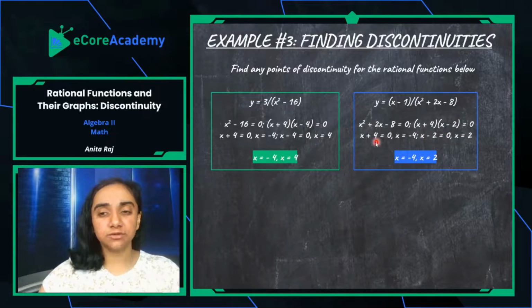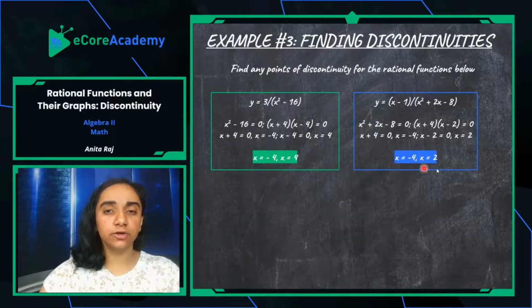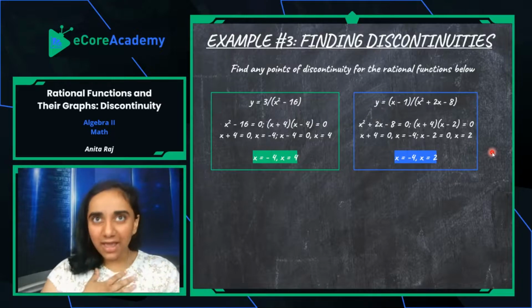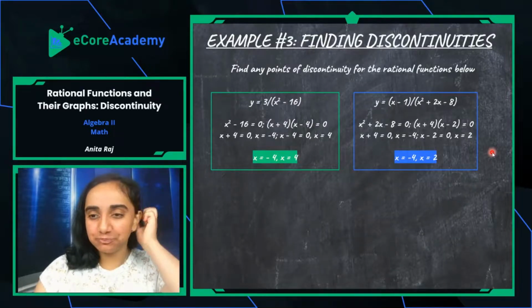So we're going to set x plus 4 equal to 0 first, subtract 4 and get x is equal to negative 4. We're going to set x minus 2 equal to 0, add 2 to both sides, and get x equals 2. And our two vertical asymptote discontinuities are going to be x equals negative 4 and x equals 2.